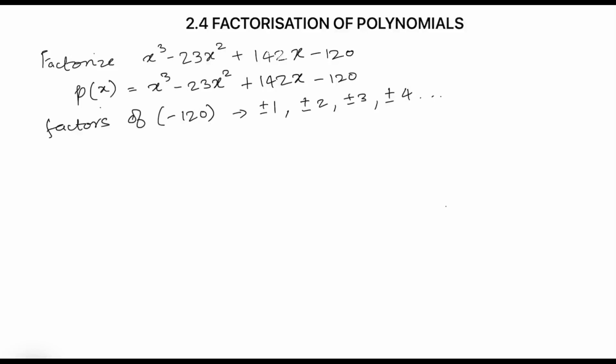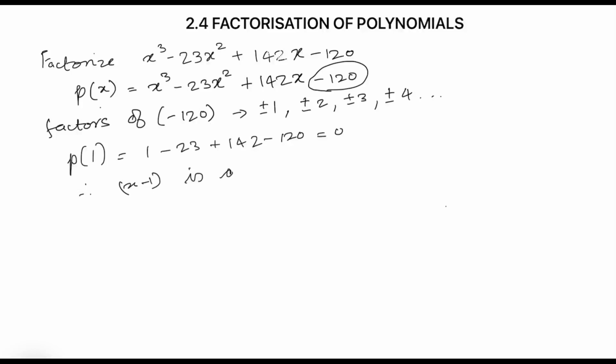So first look at the factors of this constant term minus 120, and we can see that it has factors such as plus minus 1, plus minus 2, plus minus 3, and so on. So if we found the value of p of 1, it would be 1 minus 23 plus 142 minus 120, which upon calculation is equal to 0. Therefore, x minus 1 is a factor of p of x.